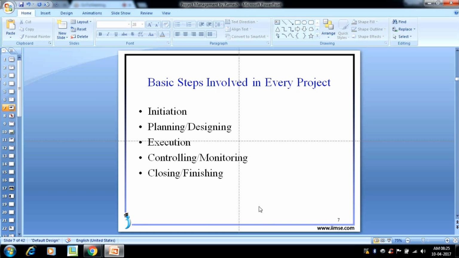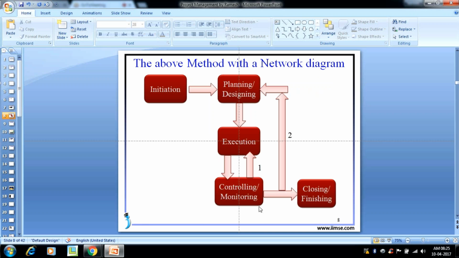After planning, we go to execution. Execution is just continuation of work. After completing our work, whatever we have done, we should be able to check if it is right or wrong. That means whether it is done according to our standards or specifications or not. That is controlling or monitoring. Finally, if in our controlling or monitoring it fulfills our standards, then we close the project. Closing or finishing.